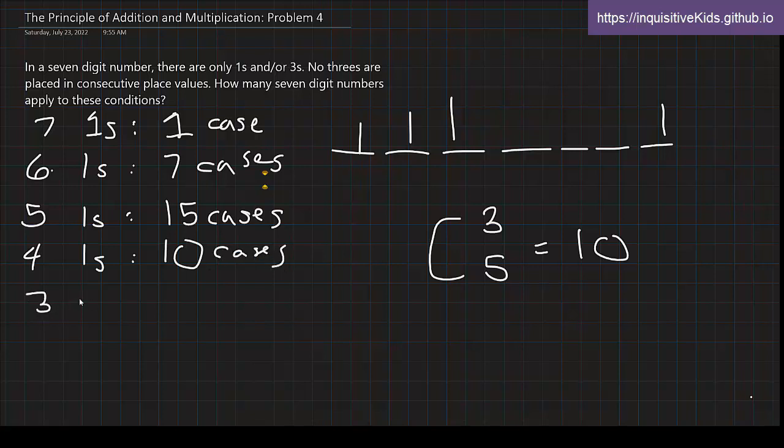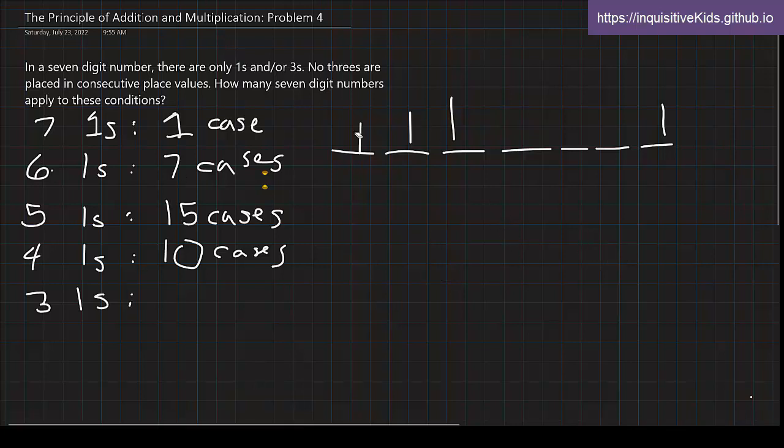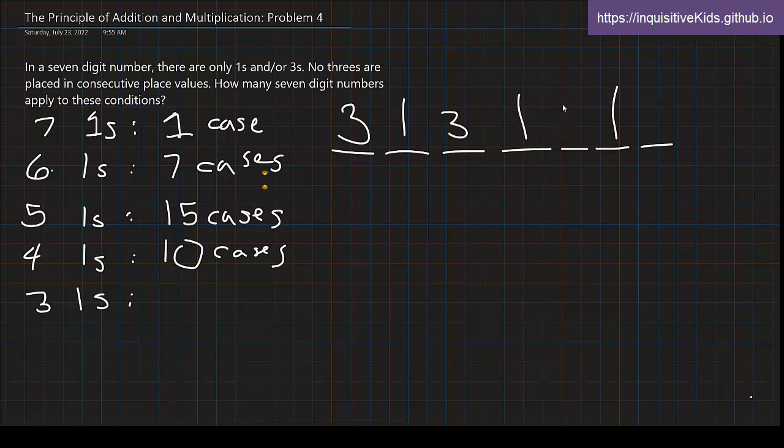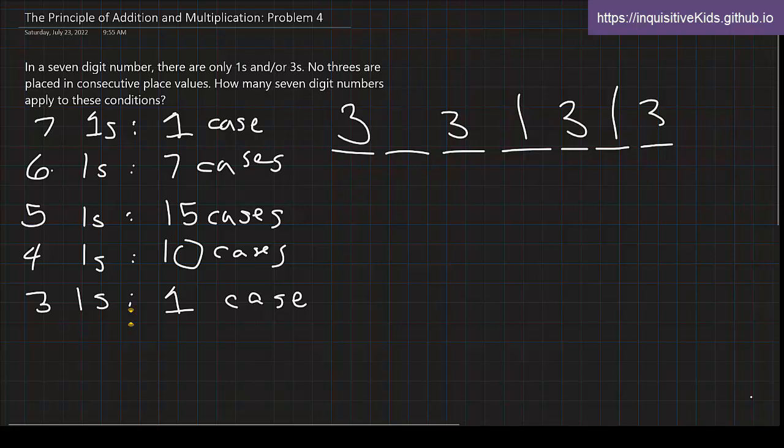Now what about 3 ones? Well, 3 ones is the minimum, right? Because if you have 3 ones and no threes can be placed in consecutive place values, then this is the only way: 1, 2, 3, just like that, and the rest would be threes. But you can't switch any digits around, or else two threes would be next to each other, meaning that this is only one case. And if you have one less one, that wouldn't make sense either, because if you take away a 1, it has to be replaced by a 3, and this does not work.